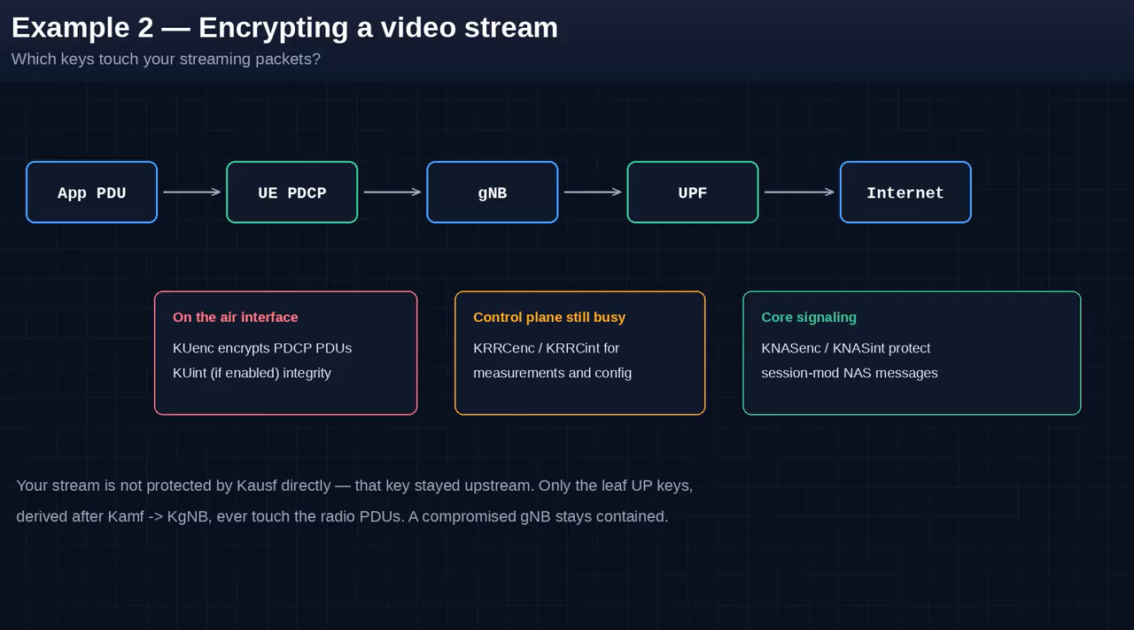Notice what does not touch the video PDUs. KSEAF, KAUSF, and KAMF stay upstream. The gNB only ever needed KGNB and the leaf keys. So if someone steals a small cell's key store, they do not automatically obtain the home operator's root or even your NAS keys for the whole registration. The diagram's layering is the blast radius control for real traffic.